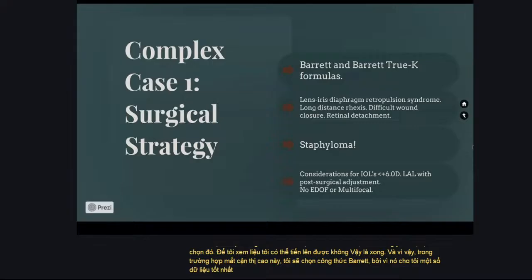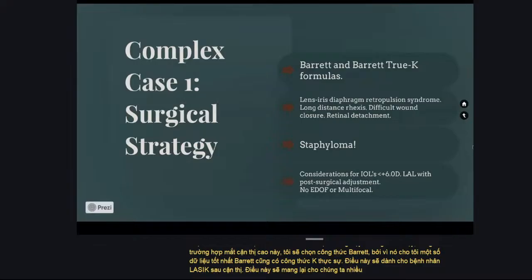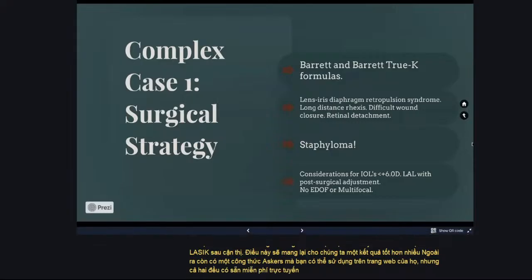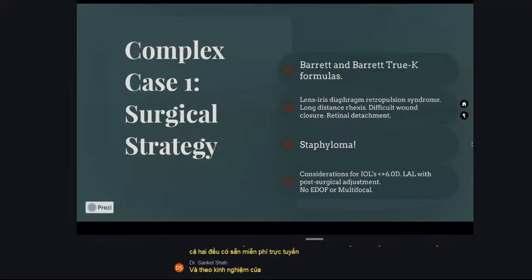The Barrett also has a True K formula. This would be for a post myopic LASIK patient. This would give us a much better outcome. There's also an Asker's formula that you can use on their website, but both of these are freely available online. And in my experience, the Barrett True K is just easier for me to use. There's less data I need to collect and input to still get similar outcomes.